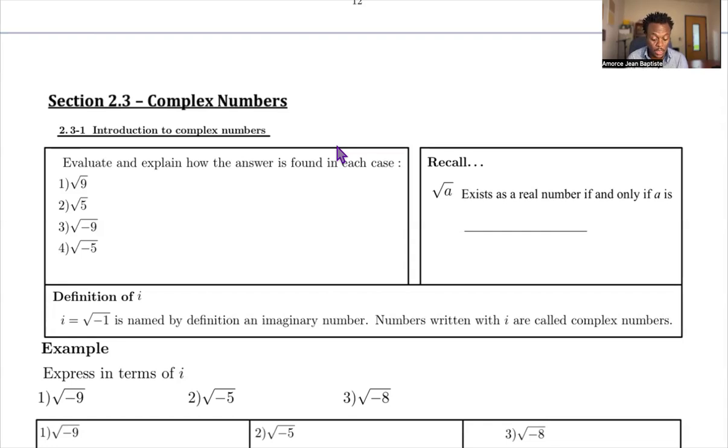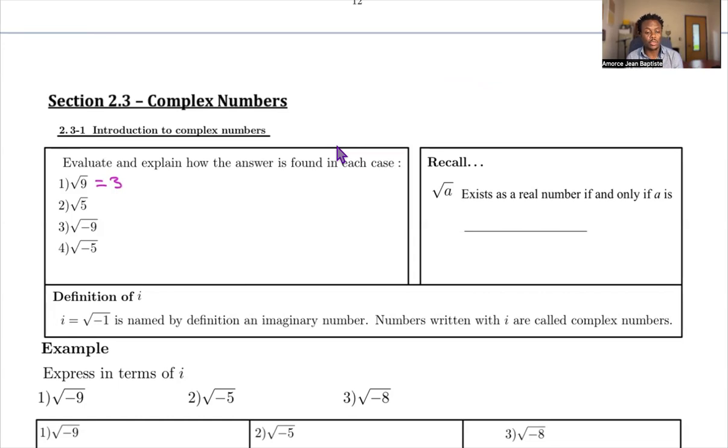Before we start, let's evaluate some numbers. The radical of 9 equals 3 because 3 times 3 equals 9. So when you take the square root, it equals 3.